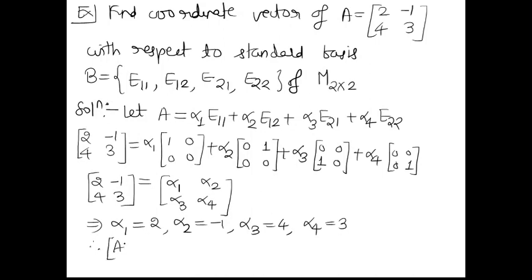So, the coordinate vector of matrix A with respect to the given basis B, which is denoted like this, is equal to what? Now, as I have told you, the sequence in which these basis vectors appear, in that sequence only we have to write its corresponding scalar. For E11 we have alpha 1 here, so we will write its scalar 2, then next alpha 2, alpha 3 and then alpha 4. So this is our required coordinate vector.